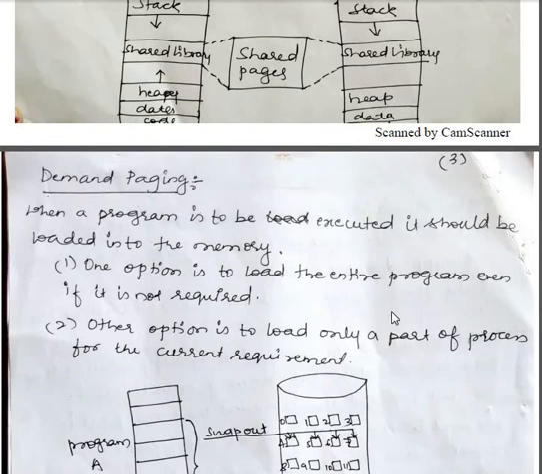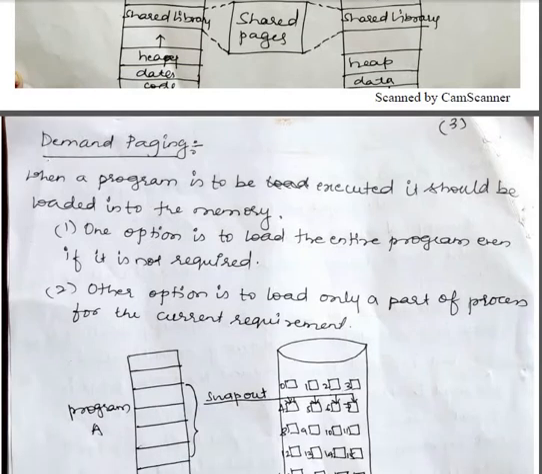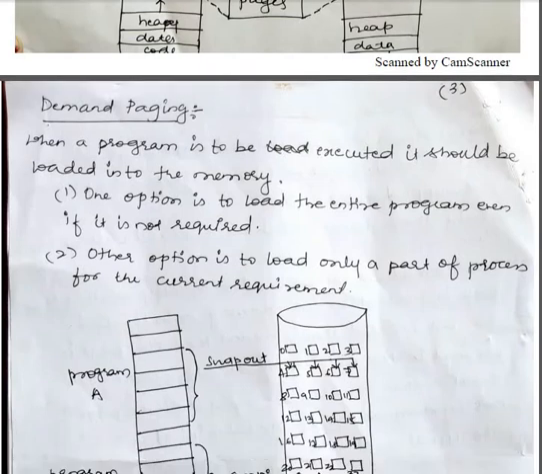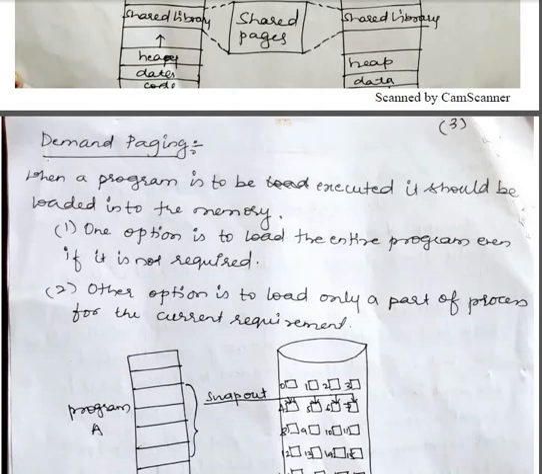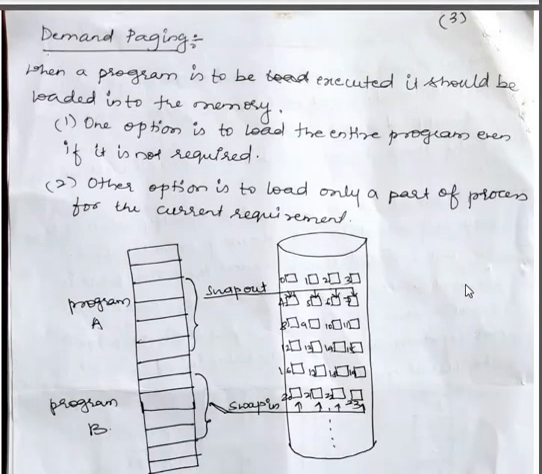When you are doing this demand paging, if the space is available, then that space can be utilized, and if it is not available, then we can swap out the pages which are not used and swap in the new pages which are demanded. So whenever a process or a program wants to be executed, we have two options for loading that program into the memory. One is to load the complete program into the memory, even if some part of the program is not required. Another option is to load only a small part of the process which is just required at the current moment.